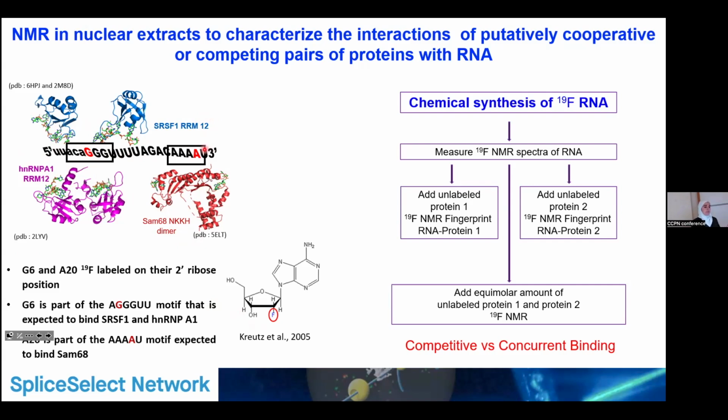So we thought, okay, the most probable binding sites are here, so let's label the G6 and the A20 and see. We receive our RNAs, do a fingerprint of the controls, then add protein 1 with the RNA, protein 2 with the RNA individually, then put pairs of proteins with one RNA and see what happens, to look for competitive or concurrent binding.